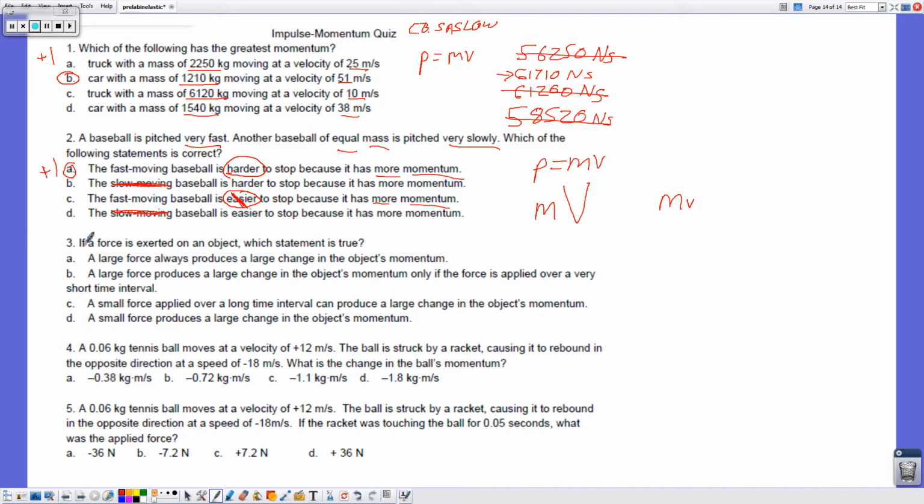Alright, 3. If a force is exerted on an object, which statement is true? Before I do anything else, force exerted on an object. That sounds a lot like my impulse equation, doesn't it?